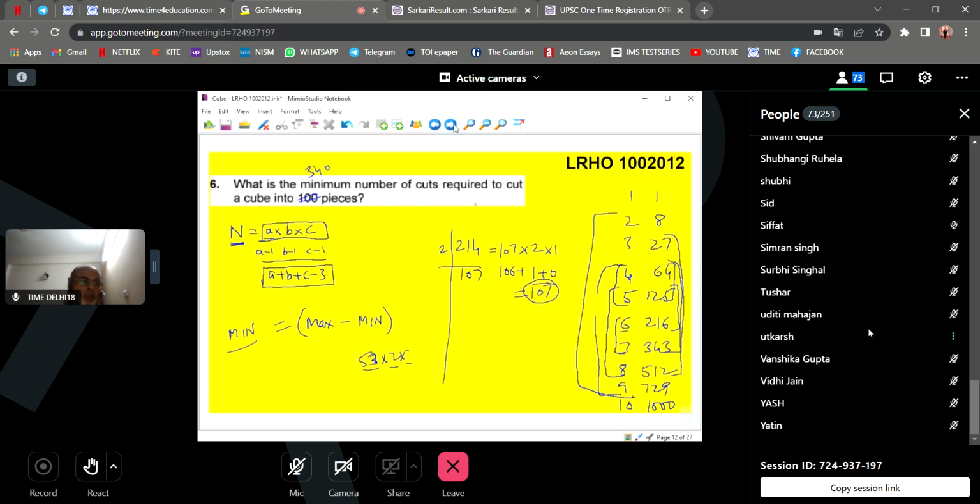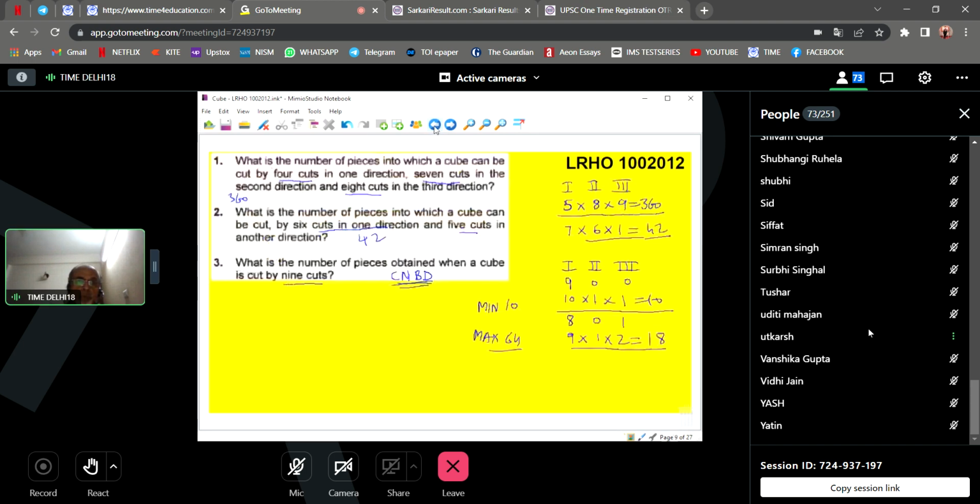Sir, I understood this, but if there were some number other than 107 which was not a prime number, then how would we proceed? Let's move. There is a lot of work to do, and we should not stick to this for a long time. Fine. Let's move to the next question that we have to work on.